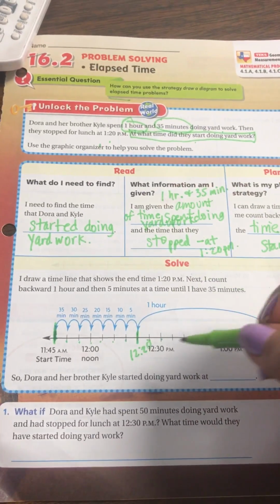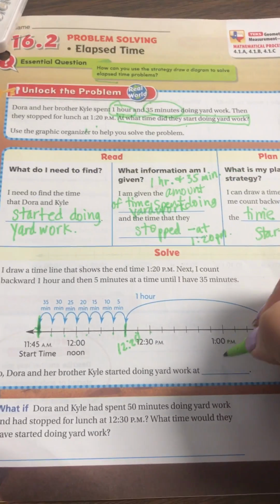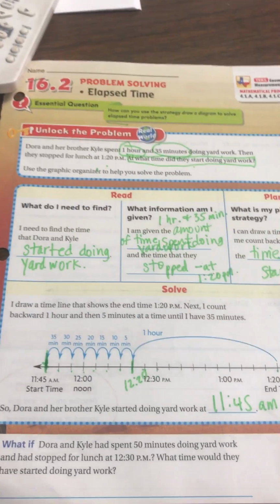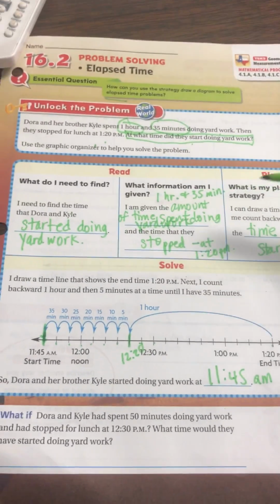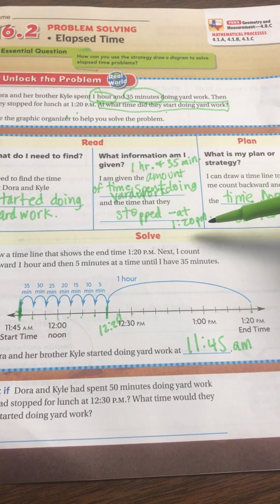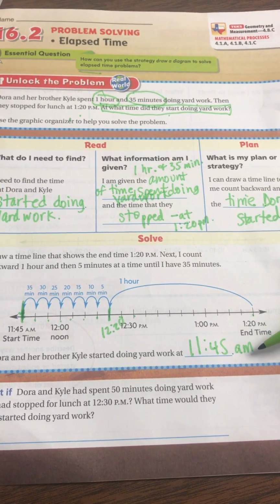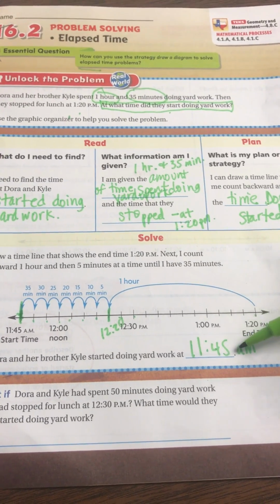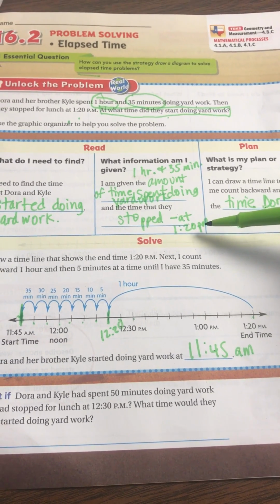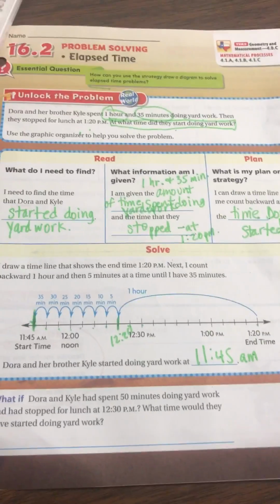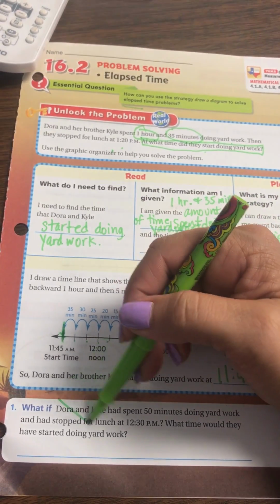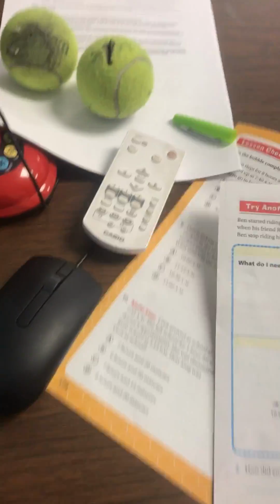So Dora and her brother Kyle started doing yard work at 11:45 a.m. Notice that my AM and the PM changed. They stopped at 1:20 p.m., but they started at 11:45 a.m. It doesn't become PM until noon at 12 o'clock. So if we know 1:20 p.m. was the time they stopped, then 11:45 prior to that has to be AM, or the morning time. Okay, let's skip this part and move on to the back, and let's work another problem.